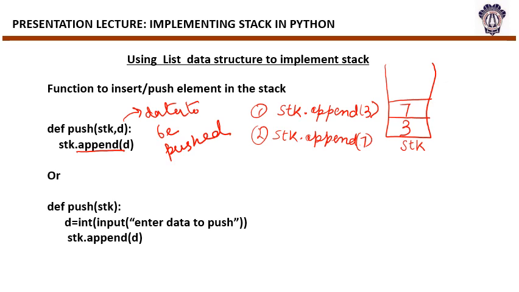Or if you don't want to pass D as a parameter, what we can do is we can input the value of D. Now we are assuming integer value. Therefore, I perform type conversion function int. Input returns the data in string form. And then I am doing what? Adding append. So if you don't want to pass the parameter, you input the value of D. Both these methods are correct for adding an element to the stack.